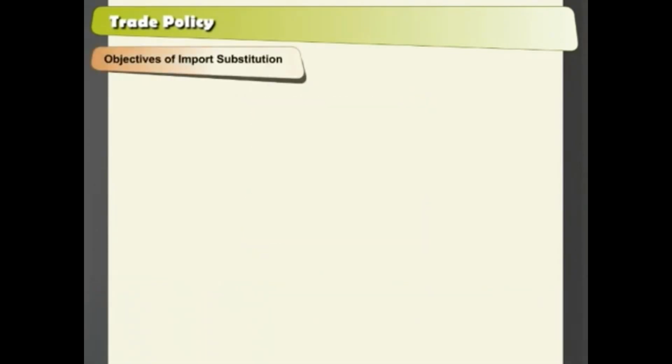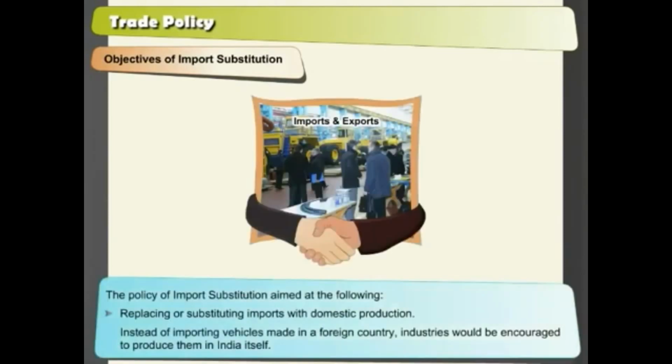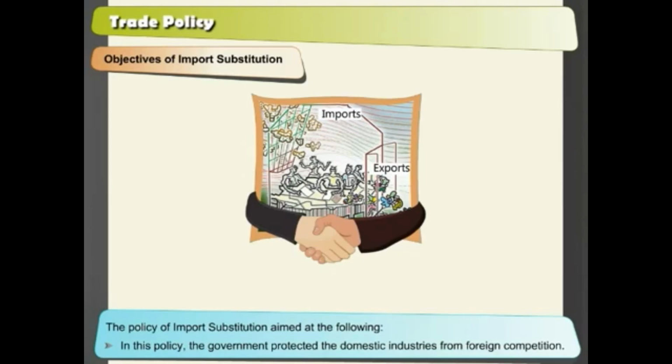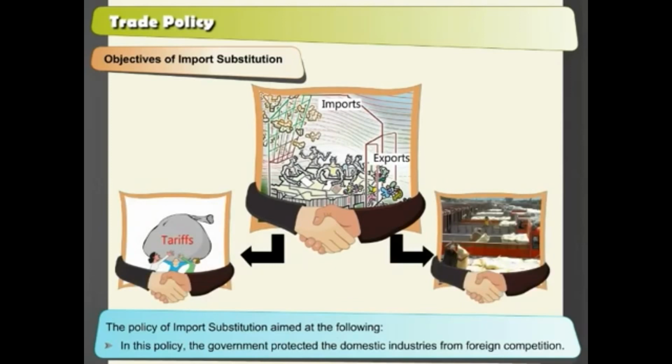Objectives of import substitution. The policy of import substitution aimed at the following: replacing or substituting imports with domestic production. For example, instead of importing vehicles made in a foreign country, industries would be encouraged to produce them in India itself. In this policy, the government protected the domestic industries from foreign competition. Protection from imports took 2 forms: tariffs and quotas.